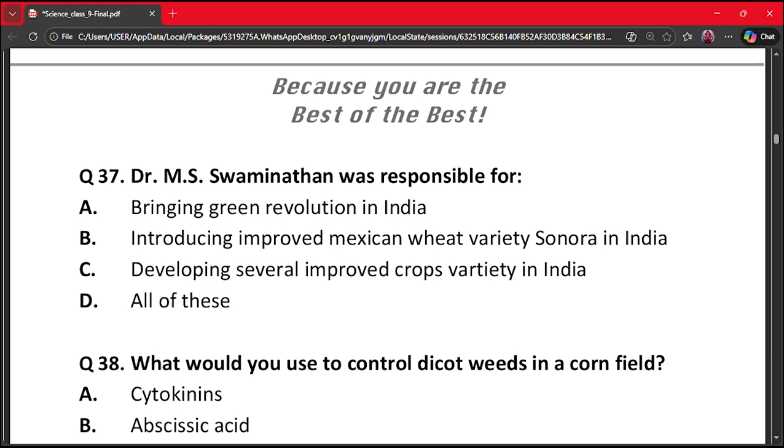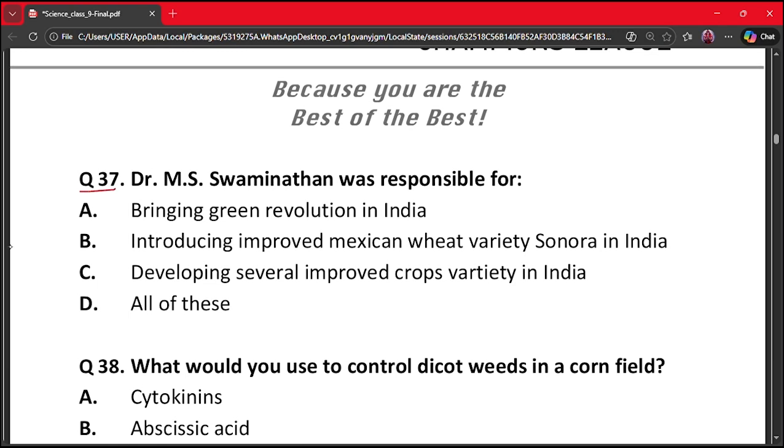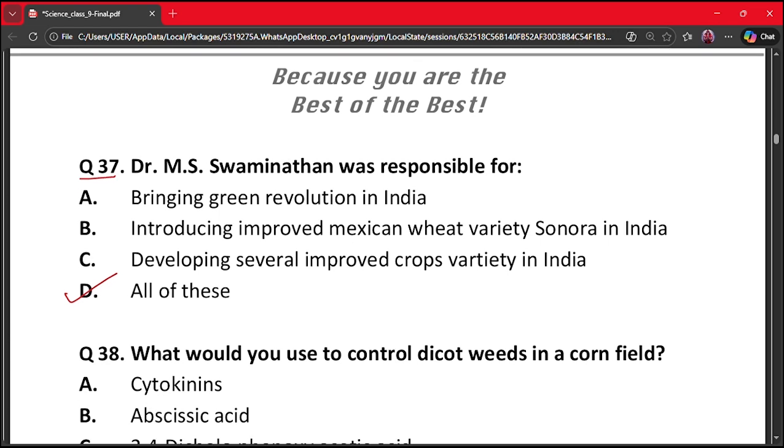Our next question is question number 37. Dr. M.S. Swaminathan was responsible for A. bringing green revolution in India, B. introducing improved Mexican wheat variety Sonora in India, C. developing several improved crop varieties in India, and D. all of these. The correct answer is all of these. Dr. M.S. Swaminathan contributed to all these. So option D is the correct option.